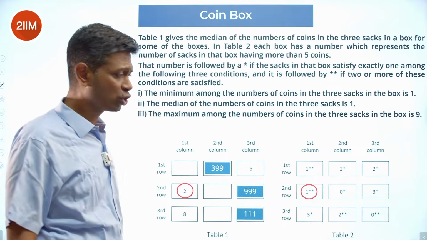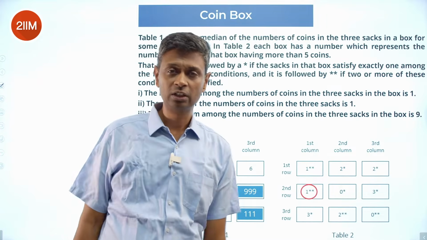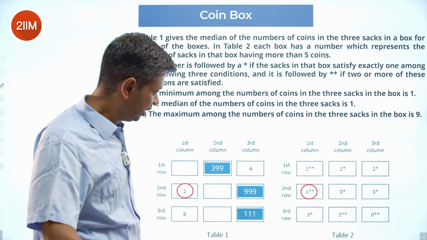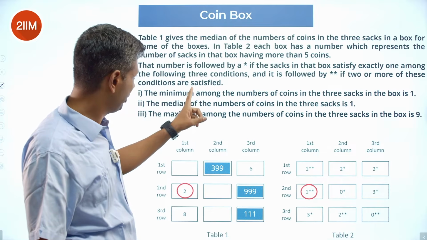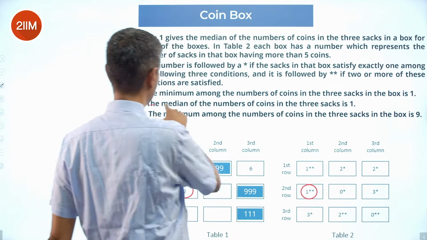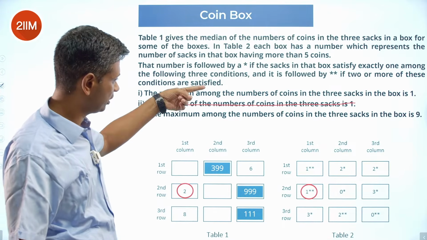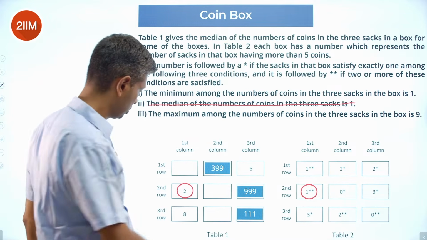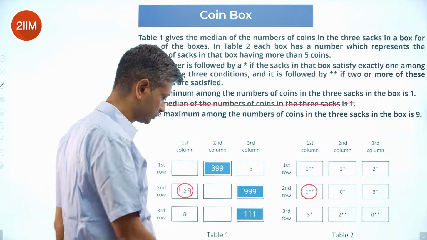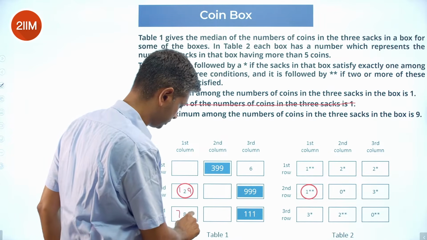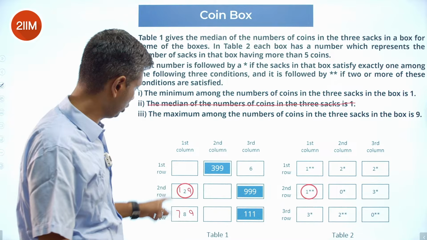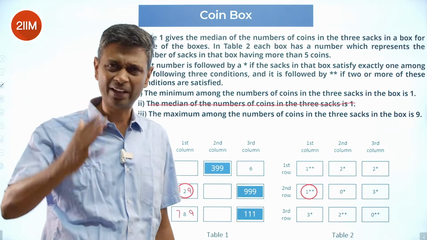This one, median is 2. 1 star star. The minimum could be 1. Median of the 3 stacks is 1. This is not satisfied, because the median is 2. That means there is a 1 in it, there is a 9 in it. 2 stars. So this is 1, 2, 9. This is 7, 8, 9. We've got 1, 2, 3, 4, 5 boxes in the bag straight away.